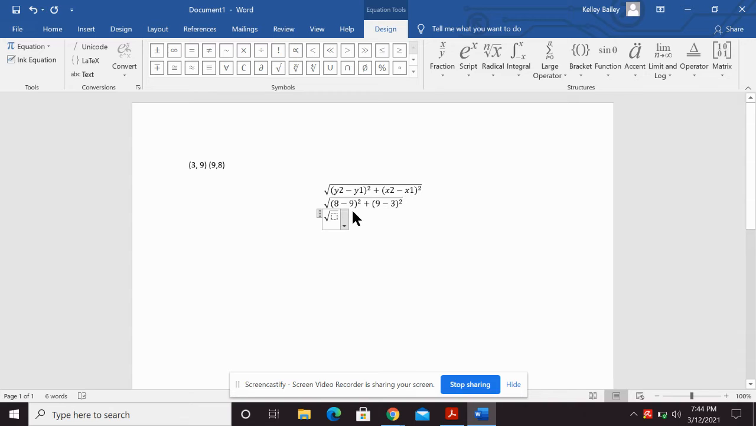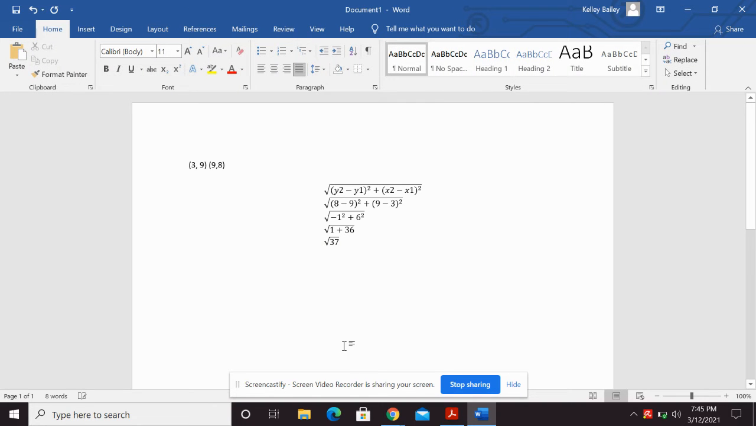8 minus 9 is a negative 1, quantity squared, plus 9 minus 3, 6, squared. Keep going. Negative 1 squared is 1 plus 6 squared. 6 squared is 36. So you get the square root of 37. All right, square root of 37. So that is whatever length we were figuring out.